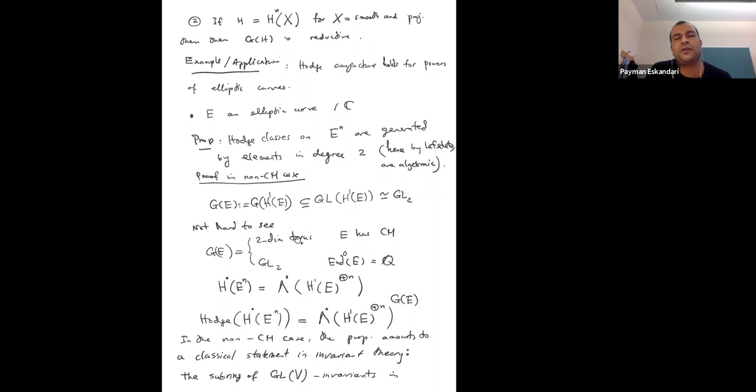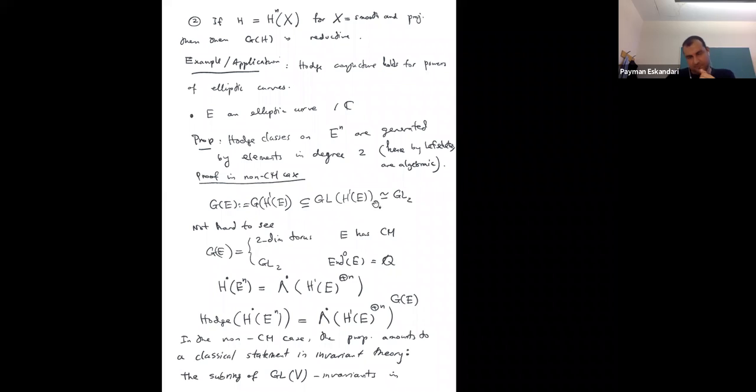Up to a certain point, I'm going to keep it general, but then I'm going to finish the proof only in the non-CM case. The CM case requires a little bit more work, but again, it uses Mumford-Tate groups. So let's look at the Mumford-Tate group of H1 of the elliptic curve. I'm going to just call that the Mumford-Tate group of the elliptic curve, G of E. This is a subgroup of GL of H1 of E, and that's a two-dimensional vector space.